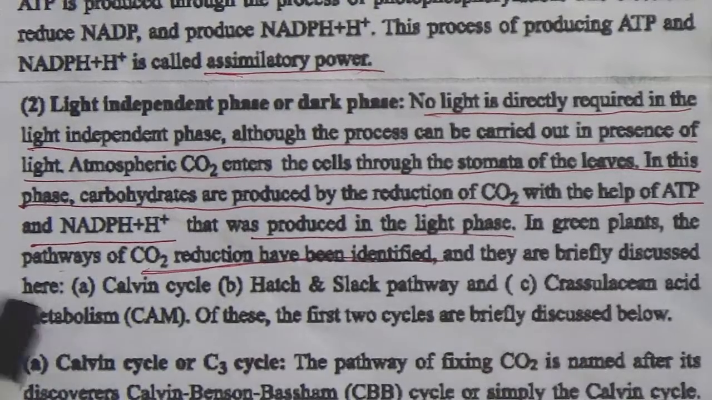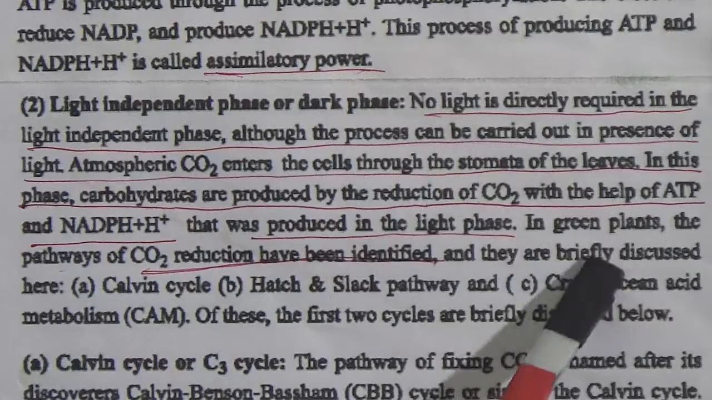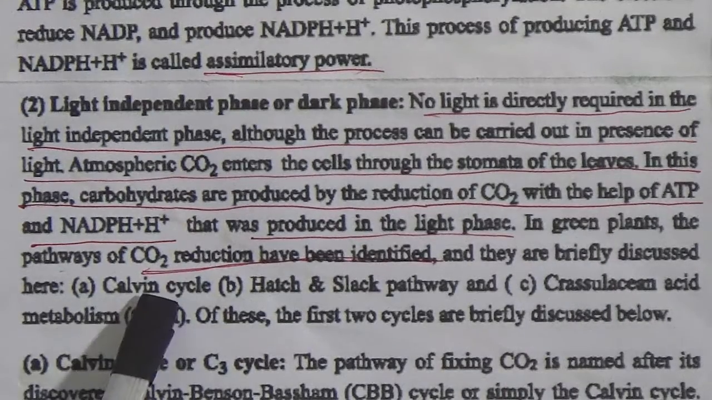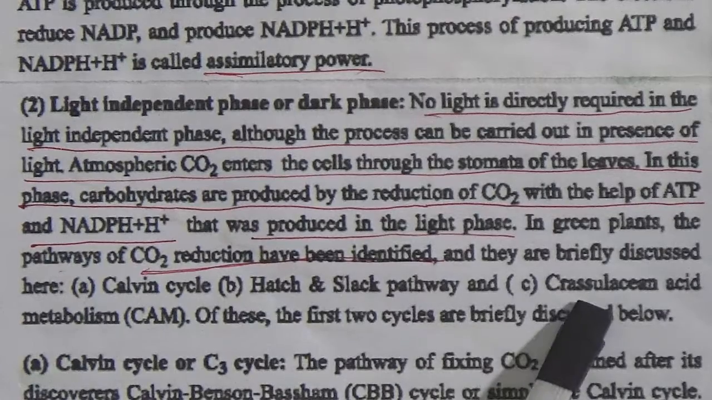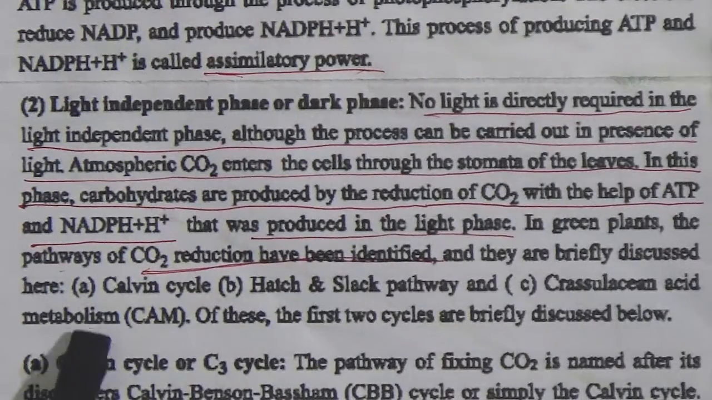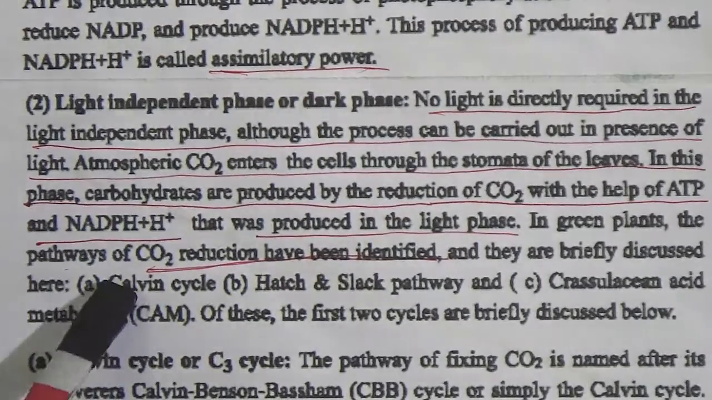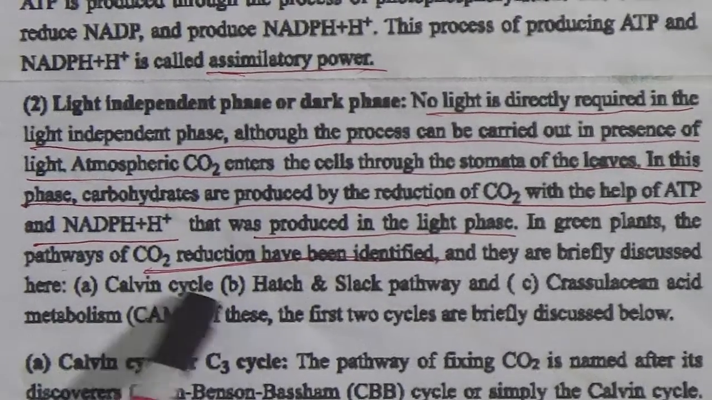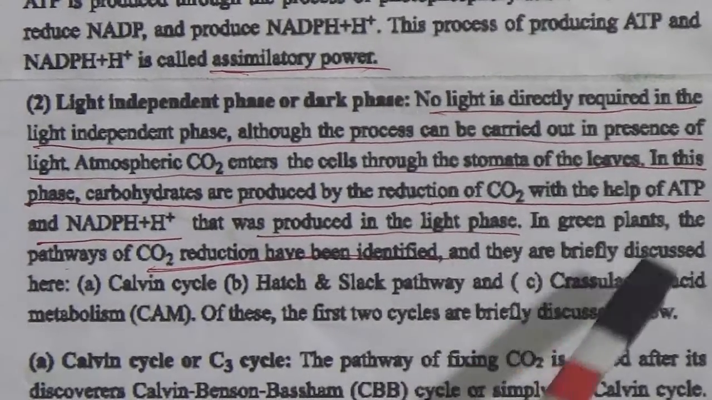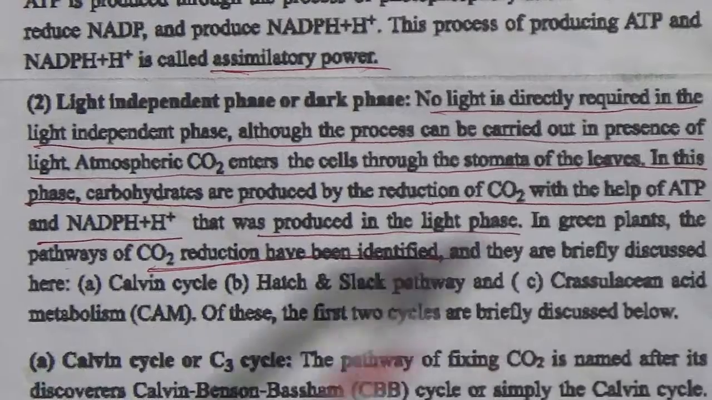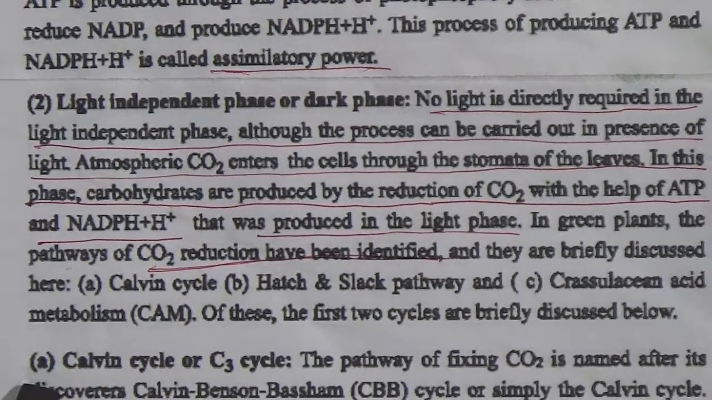In green plants, the pathways of carbon reduction have been identified, and they are briefly discussed here: the Calvin cycle, the Hatch-Slack pathway, or Crassulacean acid metabolism. In your book the Calvin cycle is discussed briefly, and the Hatch-Slack pathway slightly, and you will get both in your higher classes. Now we will go for the Calvin cycle.